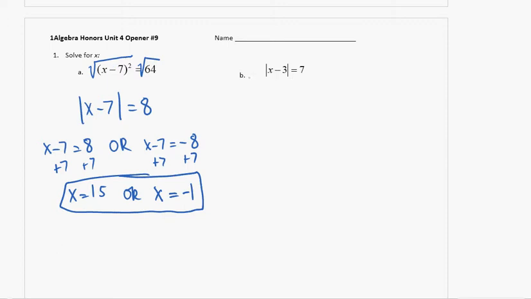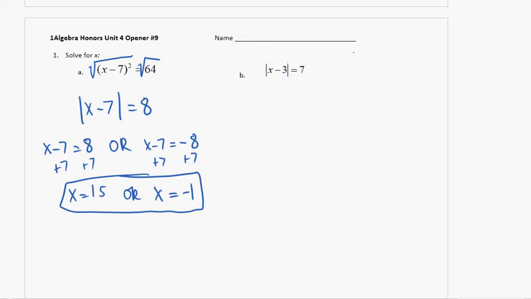Okay, and now on to part B. This one is just the absolute value of x - 3 = 7. Again, it would be illegal to try to add 3 to both sides right now, because this isn't just a 3. This 3 is inside of an absolute value, so there's more going on here.